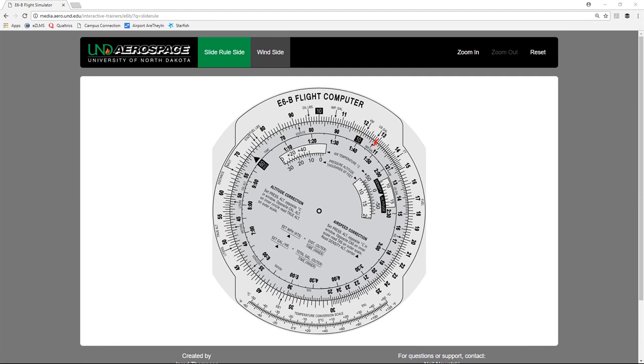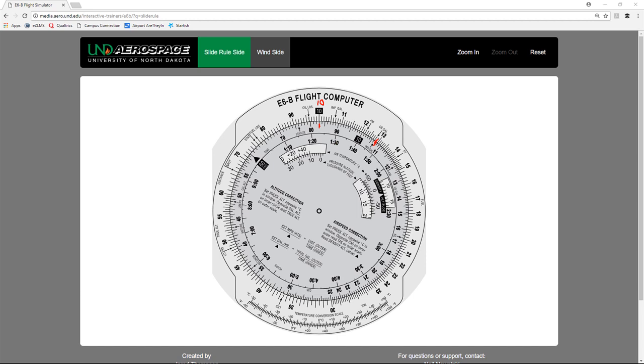So let's say that we have 8.3 imperial gallons. So 8.3 is right here. Imperial gallons on the B scale in this case. Above that on the A scale will be the US gallons. So that's 10. 8.3 imperial gallons is 10 US gallons.